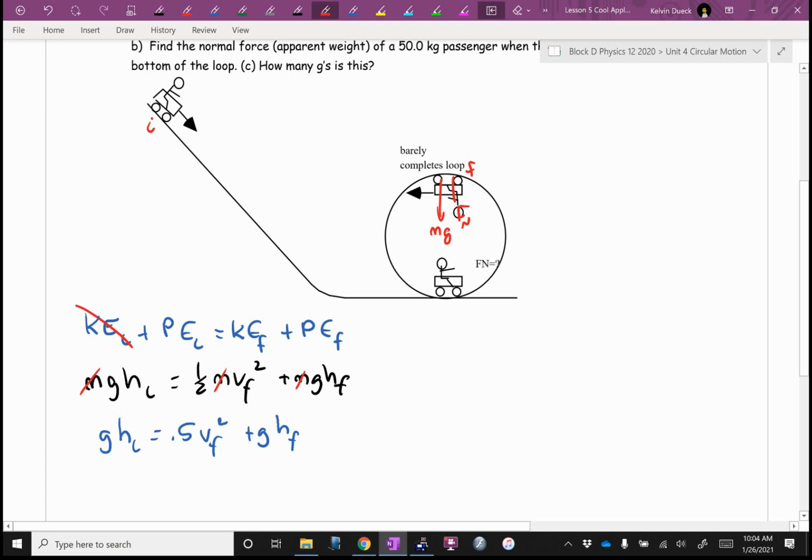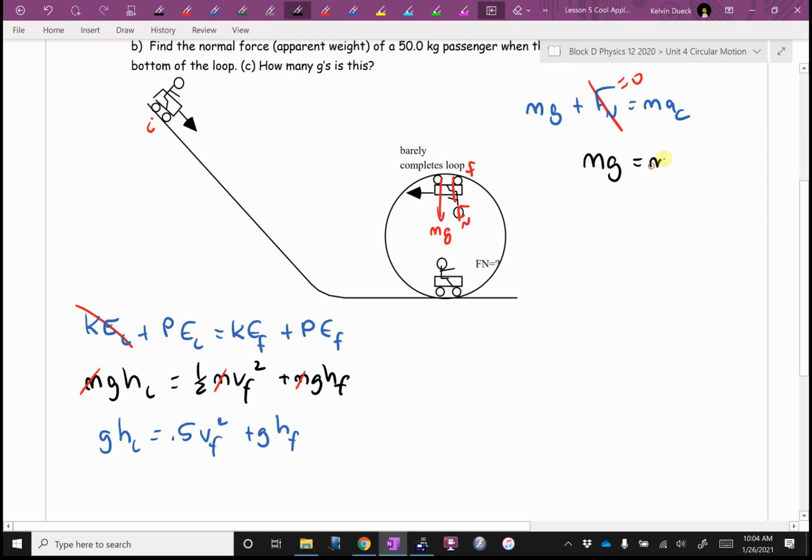Now, if, as the question says, we just barely make it through that loop, what that means is the normal force equals zero. Who's winning? They both are. So my initial equation would look like this. Gravity plus normal force is what's pushing me in a circle. But now for the normal force, you can put a little equals zero and cross it out. That's because we're barely making it over, which means we're going to feel weightless. We're going to feel like we're about to fall out. Okay? So I get this.